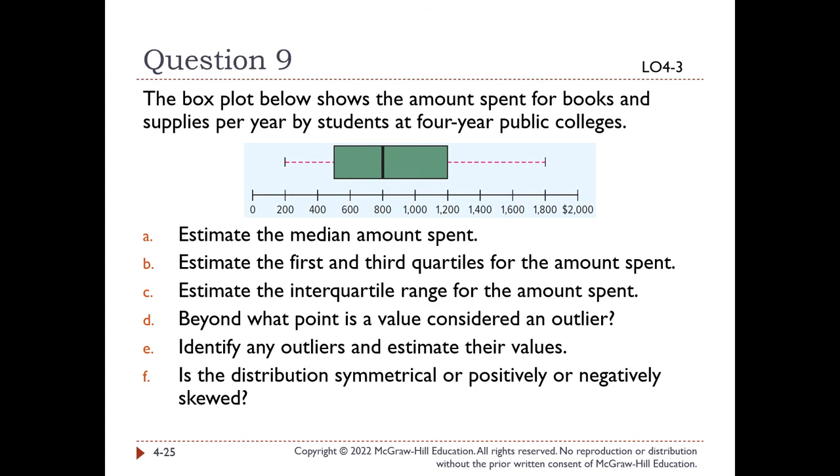Is the distribution symmetrical, or positive or negative skewed? So, which way is it leaning to? Well, it's definitely not symmetrical. It's not right in the middle. So whichever side has the longer tail will tell you it's skewed the opposite way. So we see the bigger side on the negative side, which means it's skewed more positive. It's closer to the lower limit. So it's more positive skewed.